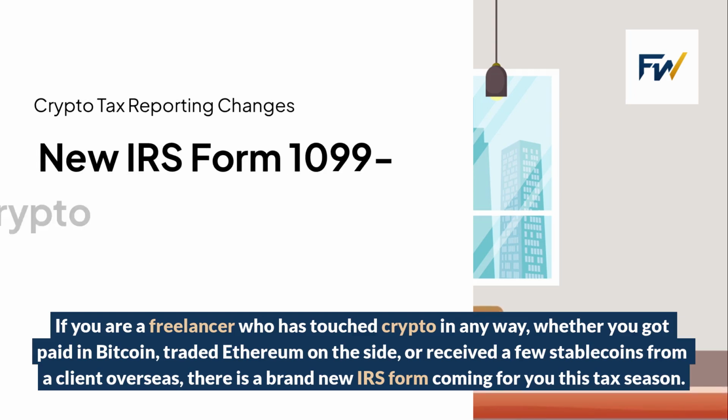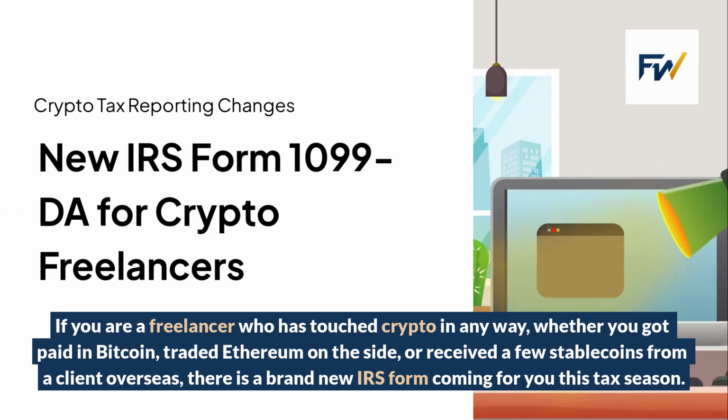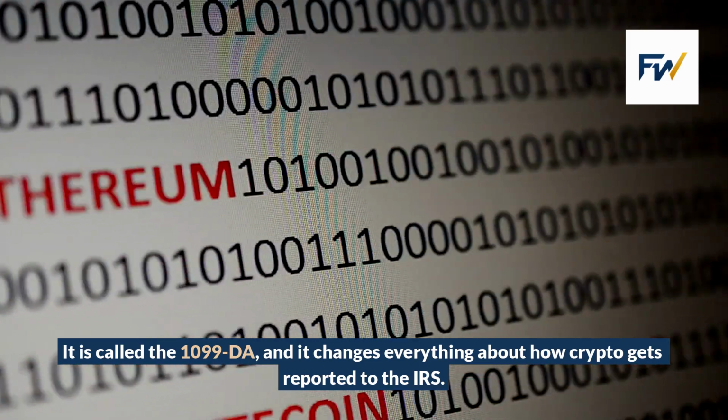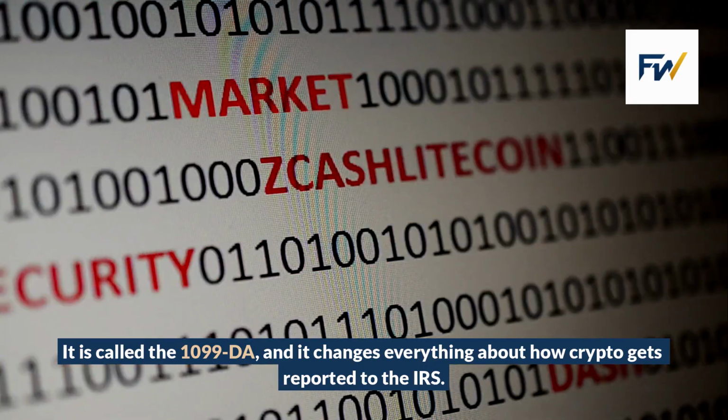If you are a freelancer who has touched crypto in any way, whether you got paid in Bitcoin, traded Ethereum on the side, or received a few stablecoins from a client overseas, there is a brand new IRS form coming for you this tax season. It is called the 1099-DA, and it changes everything about how crypto gets reported to the IRS.